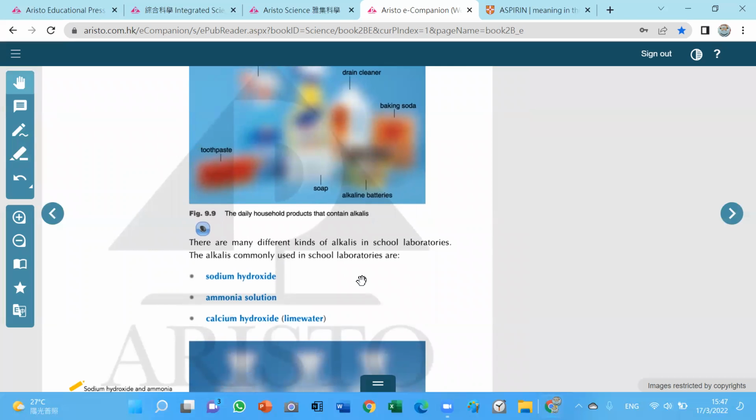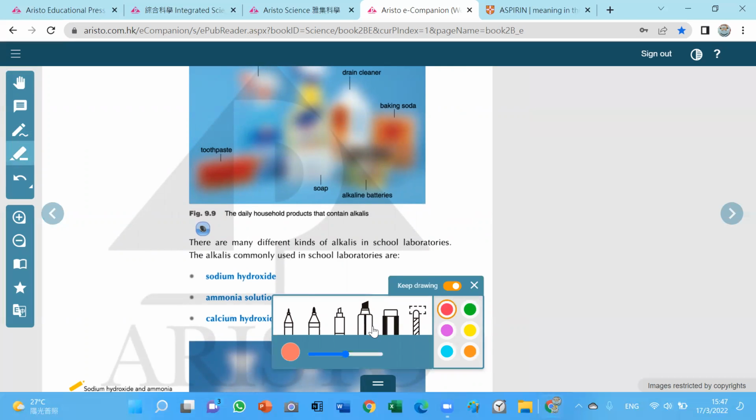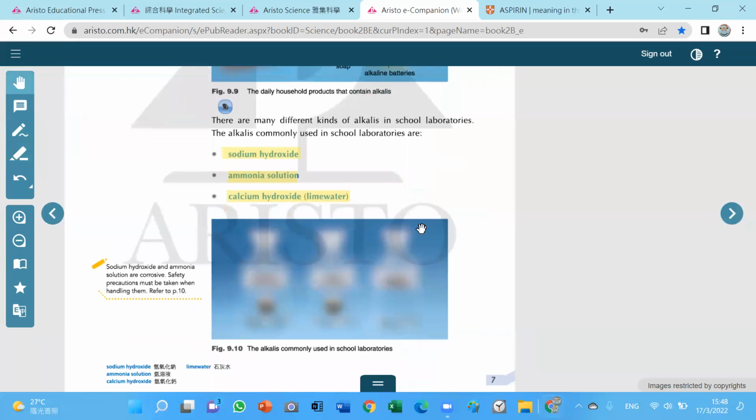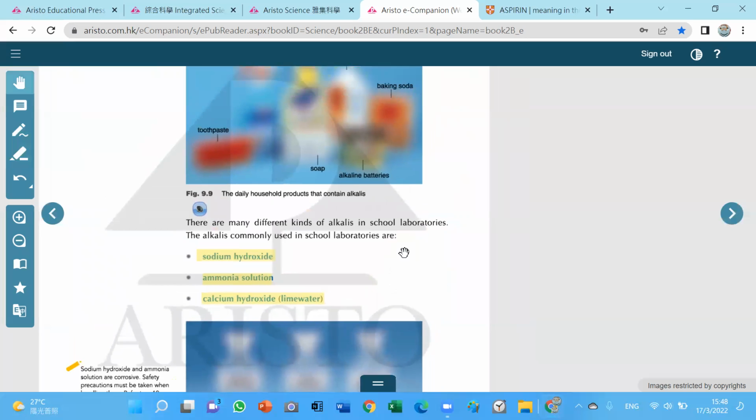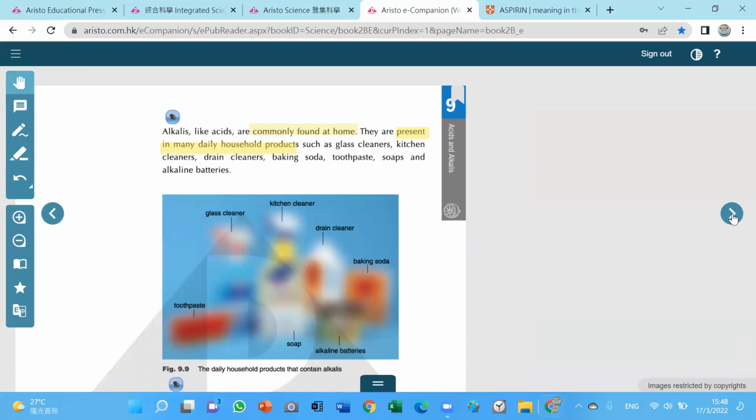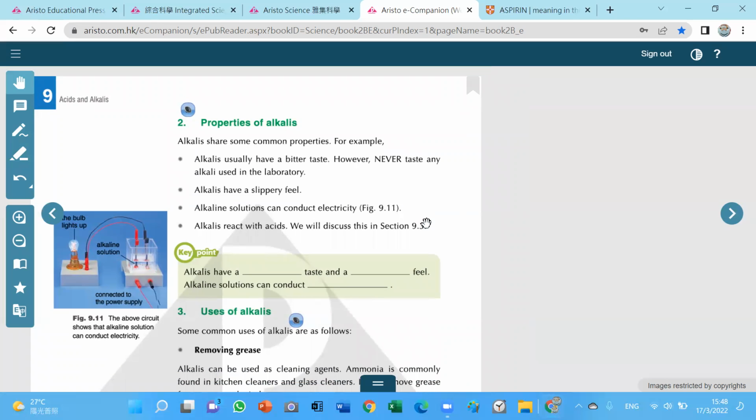So there are many different kinds of alkalis in the school laboratories. The alkalis commonly used in laboratories are sodium hydroxide, ammonia solution, and calcium hydroxide, lime water. I won't waste time on these, because we should talk about more important things. You do not need to revise, but you have to know it. Okay, so we will now move to talk about the properties of alkalis.